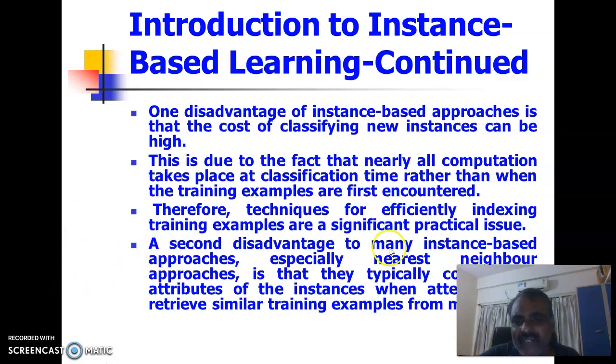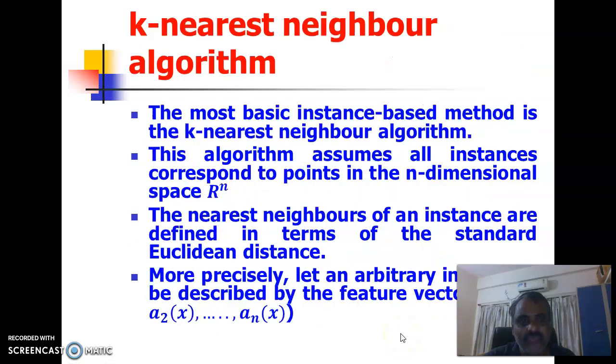A second disadvantage of many instance-based approaches, especially nearest neighbor approaches, is that they typically consider all attributes of the instances when attempting to retrieve similar training examples from memory. Let's see one instance-based algorithm, the K-nearest neighbor algorithm. The most basic instance-based method is the K-nearest neighbor algorithm.